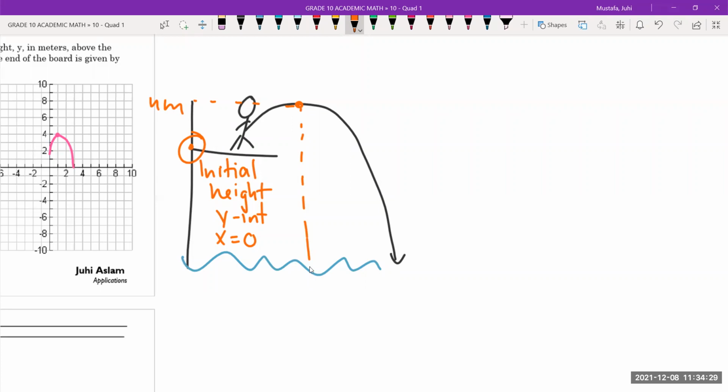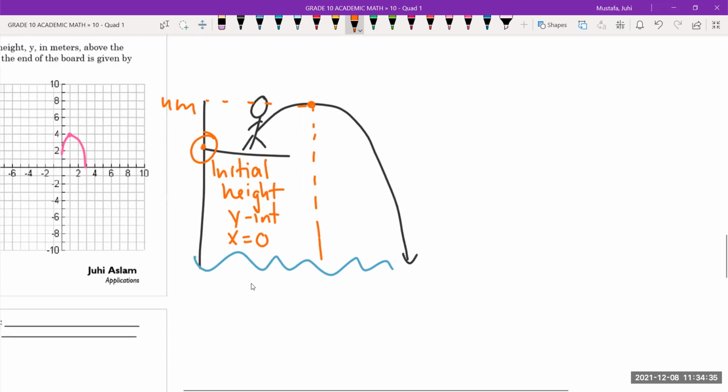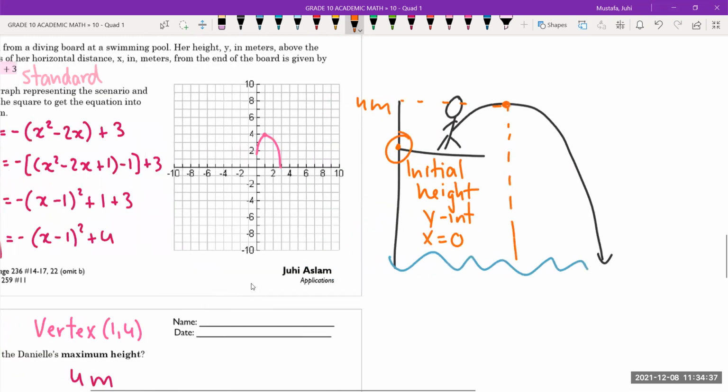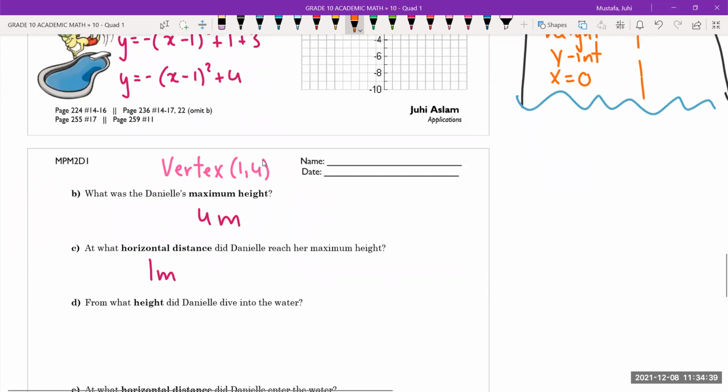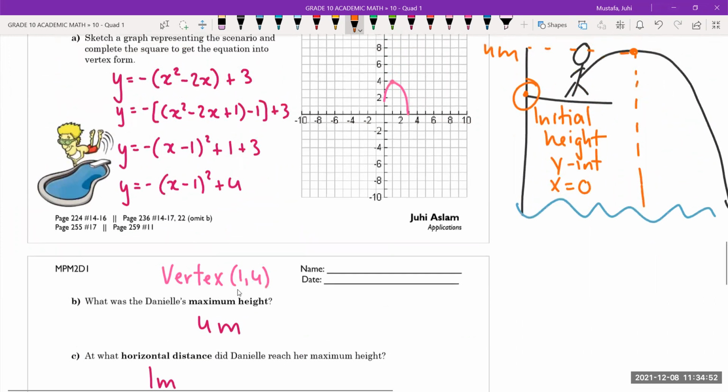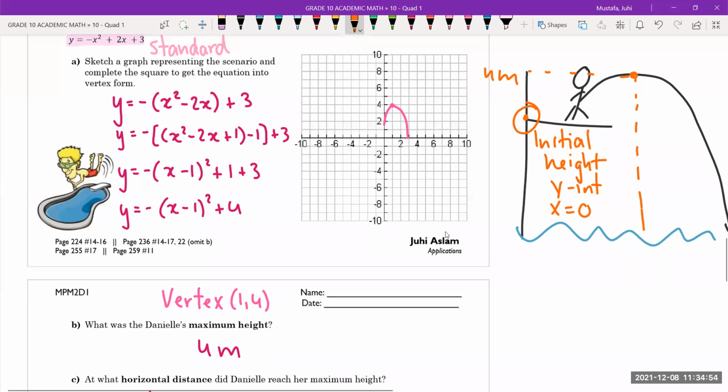You can't have a negative height, distance. Exactly. Yeah. So as soon as you figure out the vertex, this tells you how high the person got. This tells you how long it took, or what distance it took. Then you've done something wrong. So that's actually a really good point. What if your vertex ends up being (-1, 4)? In this scenario, it means you've completed the square incorrectly. It has to be positive.